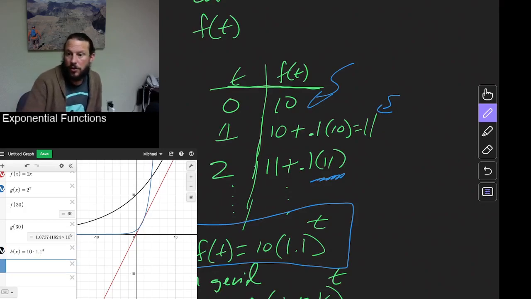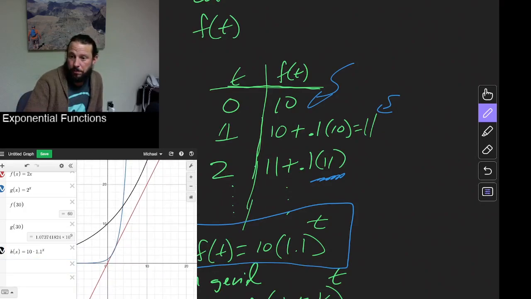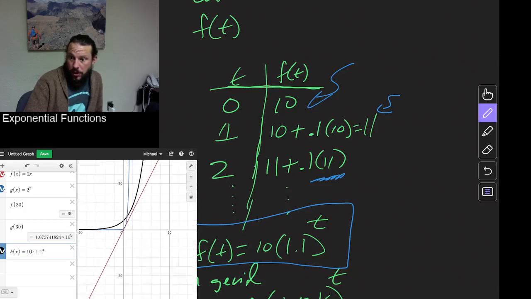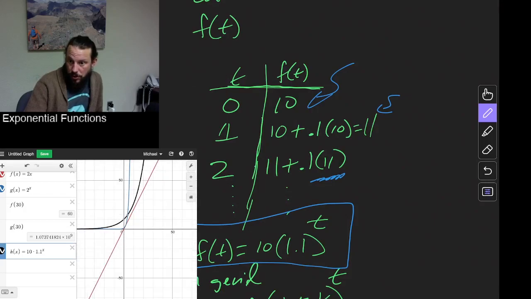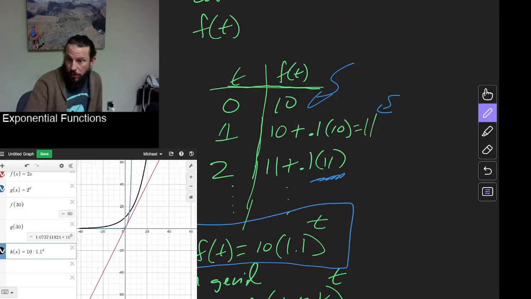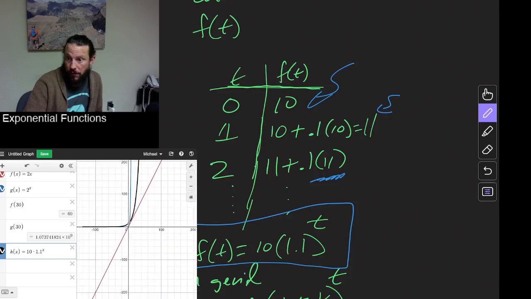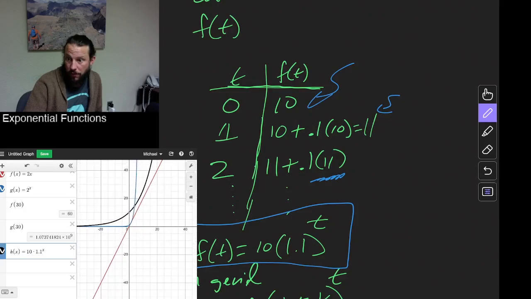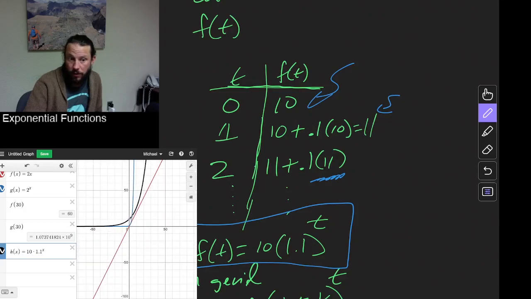Okay, so notice that one goes through the point 0, 10. That's its initial point. And then notice it's bigger than the higher growth rate of 100%, or actually 1, of our previous one, right? But eventually that one beats it out. And notice it also starts going away from linear. We look at it over there.